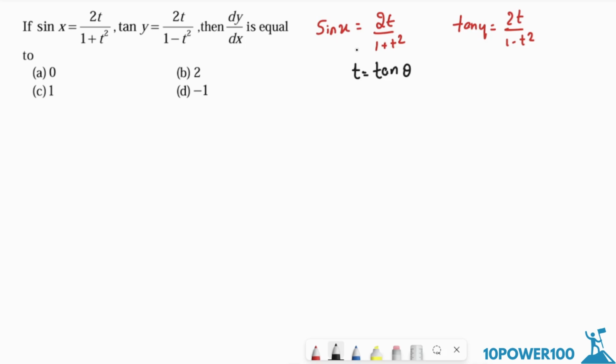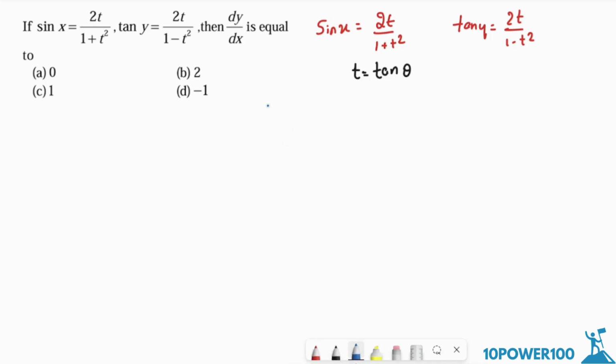I want you all to learn the formulas: sine 2 theta in terms of tan, cos 2 theta. There are four major formulas. So if I can post this in the description box, I will post it. Please check those formulas clearly. Okay, now let's get in.